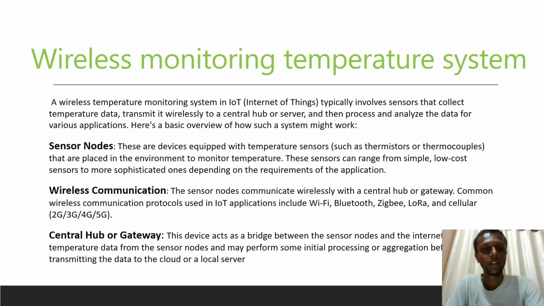Wireless temperature monitoring system. A wireless temperature monitoring system in IoT, the Internet of Things, typically involves sensors that collect temperature data, transmit it wirelessly to a central hub or server, and then process and analyze the data for various applications. Here's the basic overview of how such a system might work. This system might work on sensor nodes, wireless communication, central hubs, and so on.